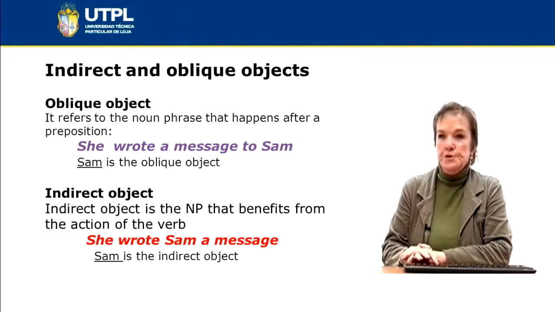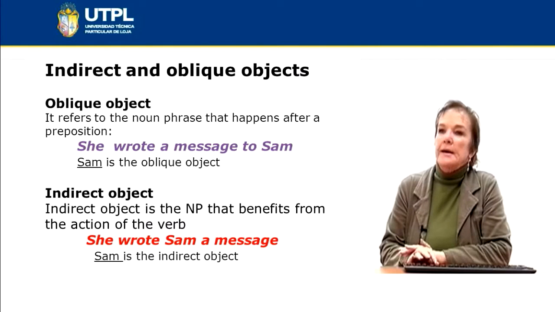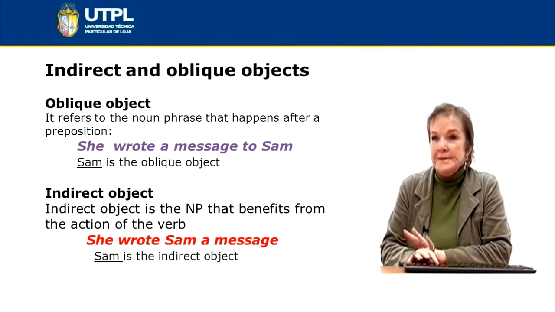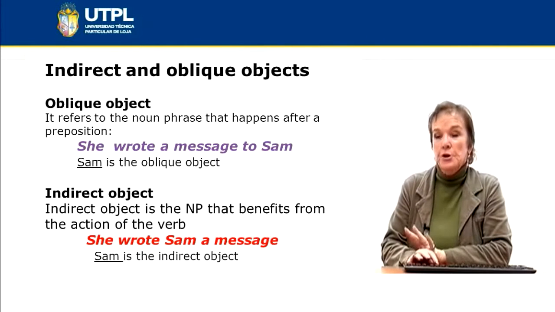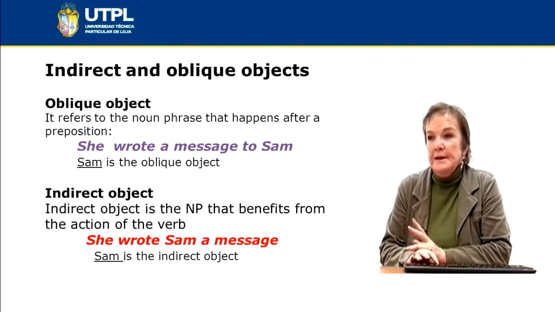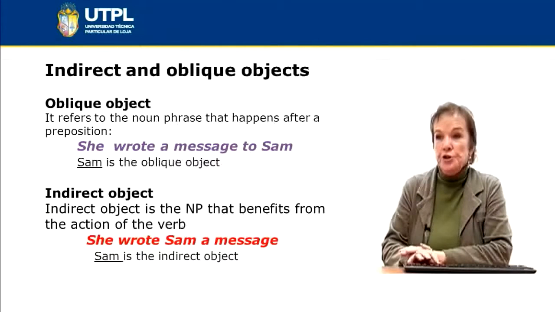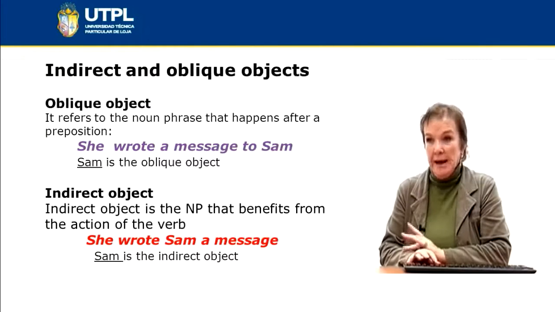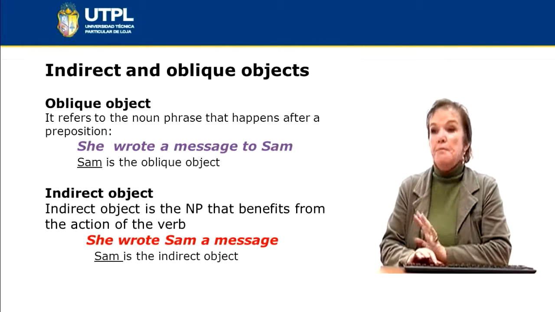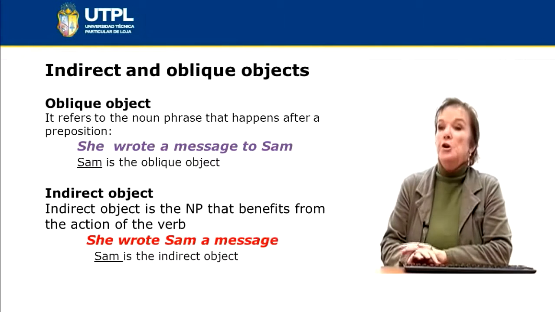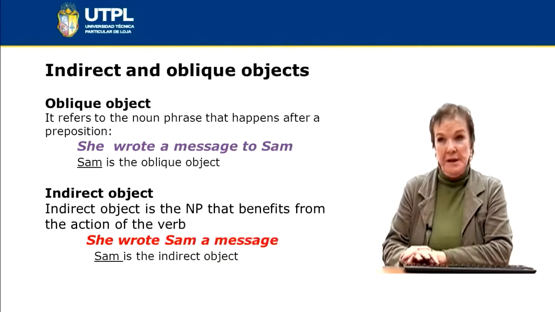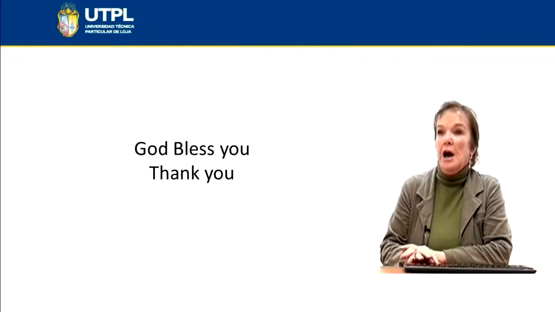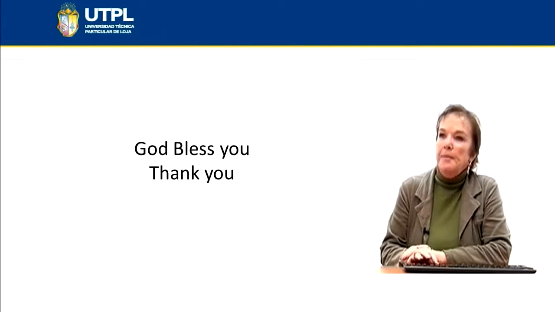The indirect object is the entity that benefits from the action of the verb. Who receives the benefit? She wrote Sam a message. Who receives the message? Sam. So Sam benefits from the action of writing a message. That's why it is known as the indirect object. And this is all about objects.